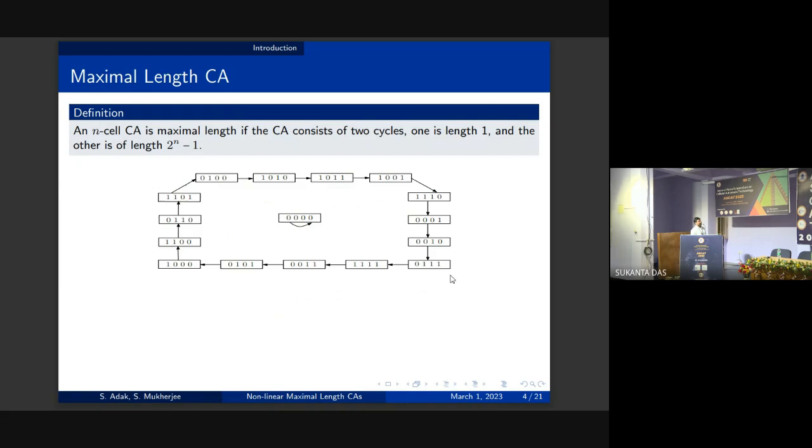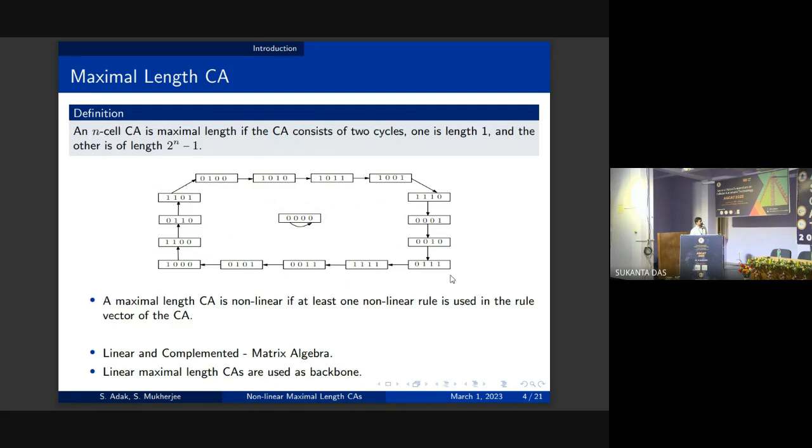The rule vector is 6, 90, 150, and 80. So obviously there are 2 to the power 4 configurations, that is 16. And from the figure, you can check that 15 configurations lie in a single cycle, and there is only one configuration, that is all zero, that forms its own cycle. So that is an example of a maximal length CA. And the rule vector is linear, so that's why it's a linear maximal length CA.